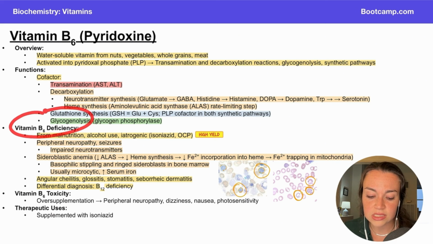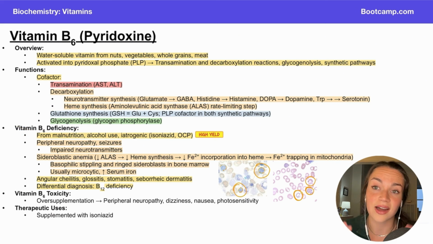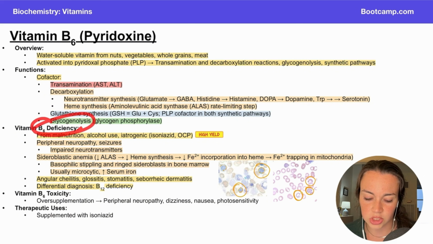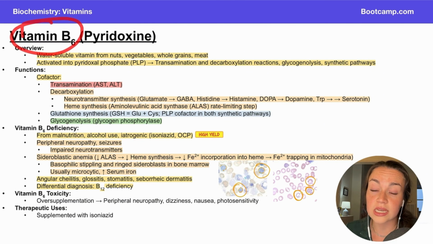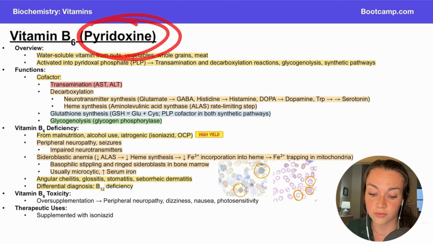But if they're testing B6 deficiency, they're likely to put together a constellation of things that point you in this direction. And then they like to frame the question like, this patient's presentation could have been prevented by administration of which of the following. And you should look for vitamin B6, or they might write out the actual word form, pyridoxine. This is one that you should definitely know the other name for.